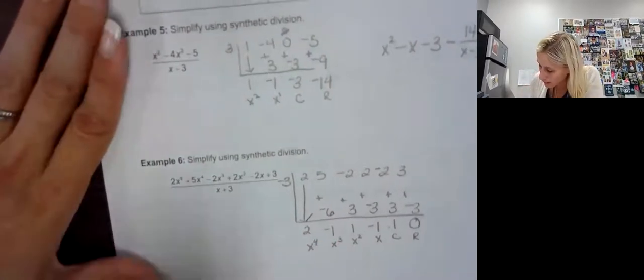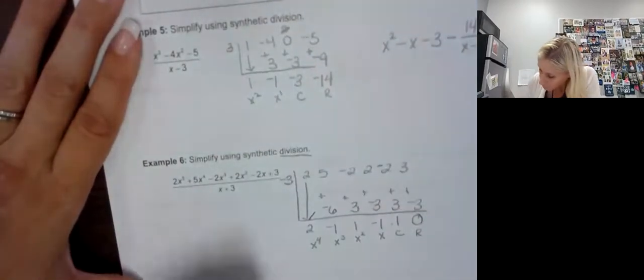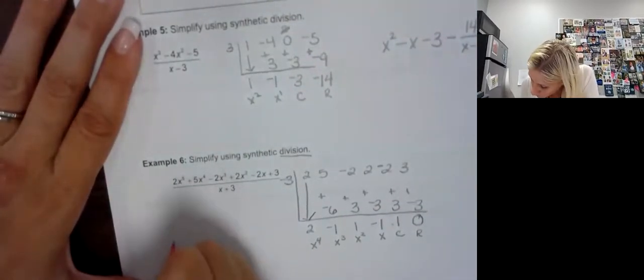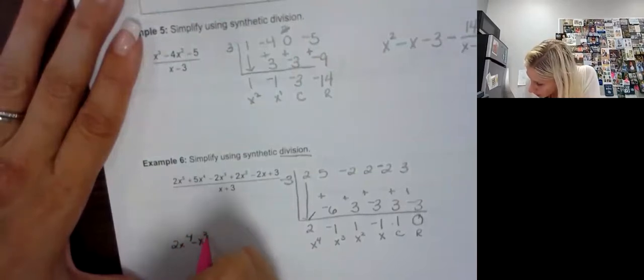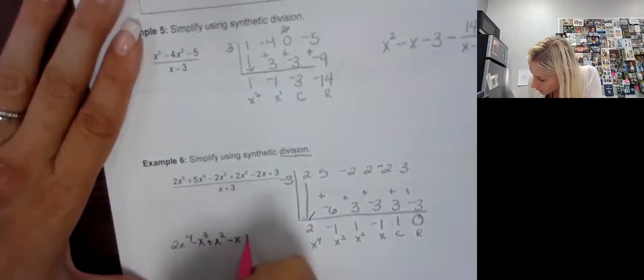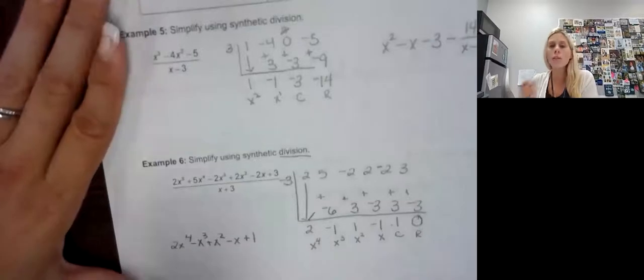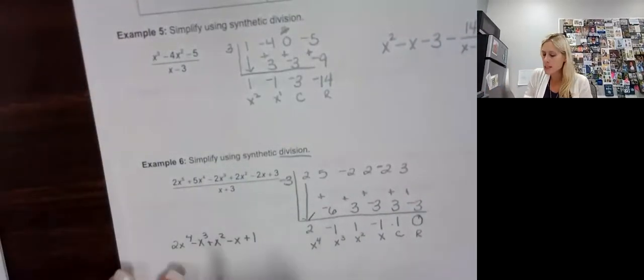Okay, so our answer to this, the actual division of it, would be 2x to the 4th minus x cubed plus x squared minus x plus 1. And then there's no remainder, so I don't put plus 0 over that. Okay, so this is the division.